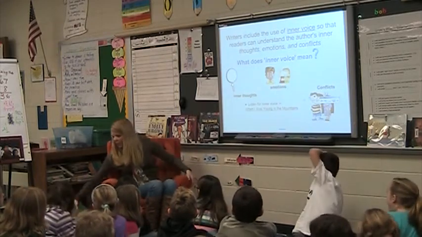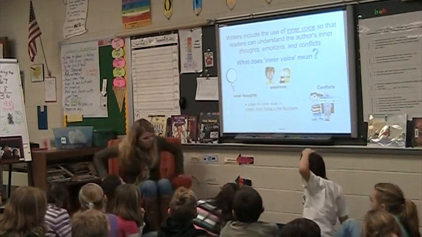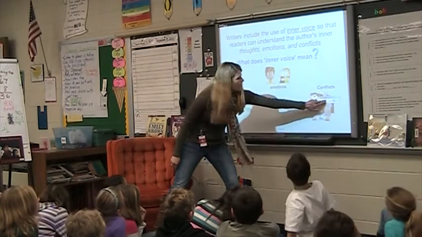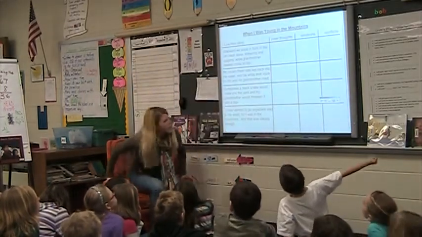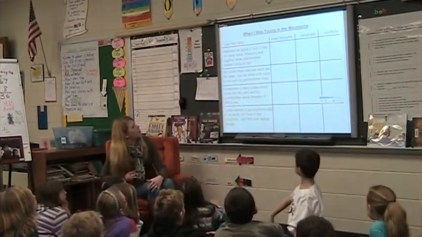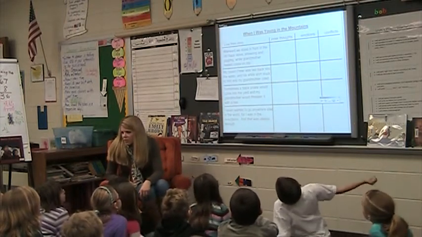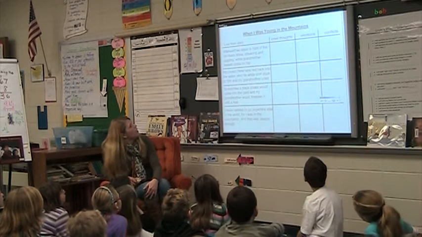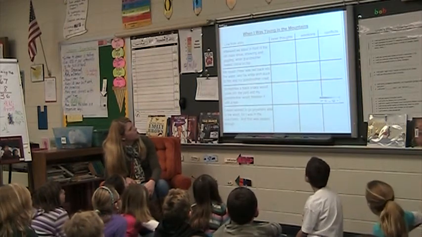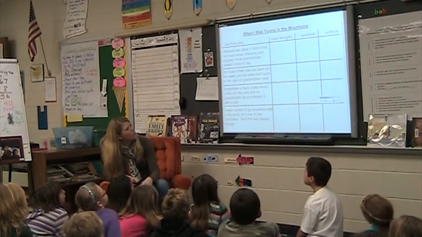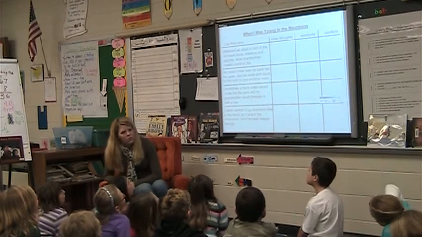So Cynthia had lots of emotion and inner thought in her story. I picked a couple lines that I thought were really good, that really were great examples of how she used her inner voice. And we're going to go through these, and we're just going to put a check which one we think she used. Was it her inner thoughts, her emotions, or her conflicts?